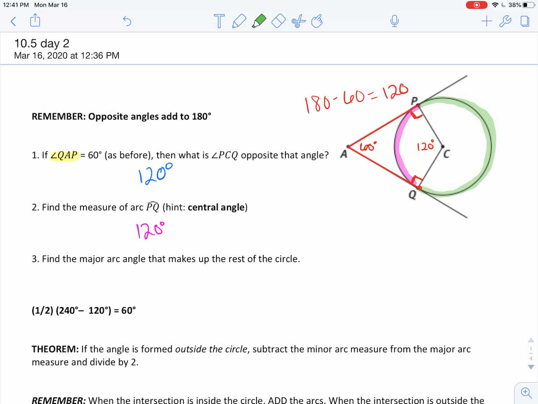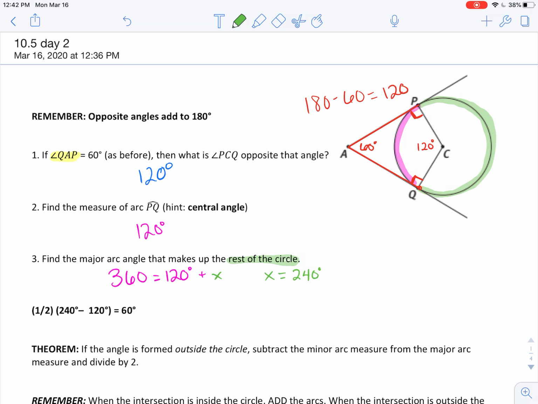And now we're trying to find this green arc here that makes up the rest of the circle. So 120 plus whatever that green arc is has to get me the whole circle. So 360 is going to be that pink arc plus whatever the rest of the circle is. And then we could subtract 120 from 360 and get x is 240 degrees. So 240 plus 120 gets me 360 degrees.